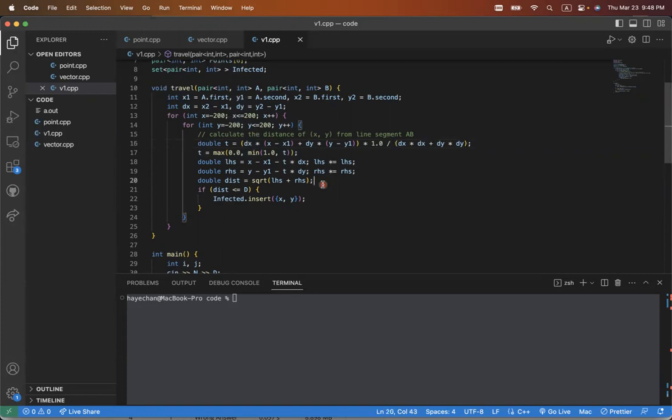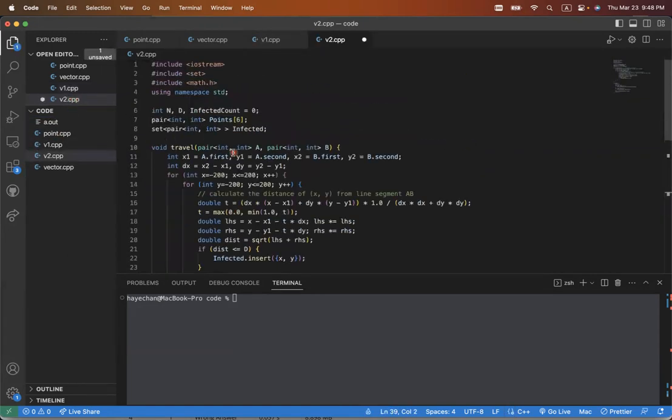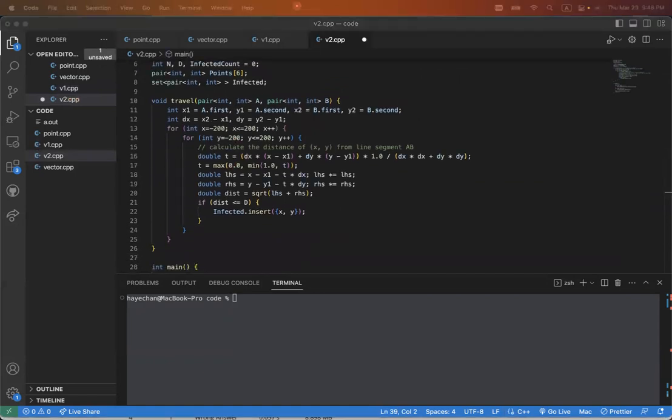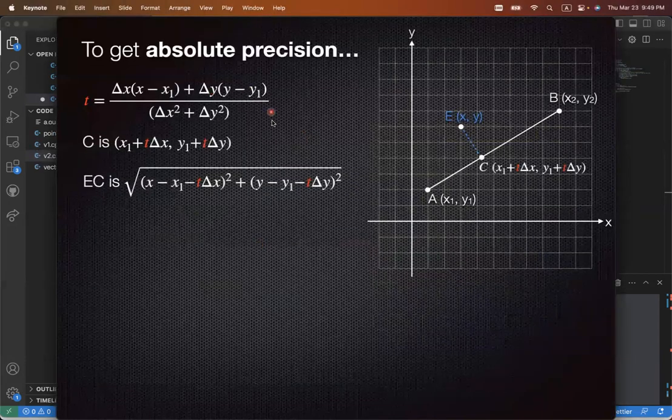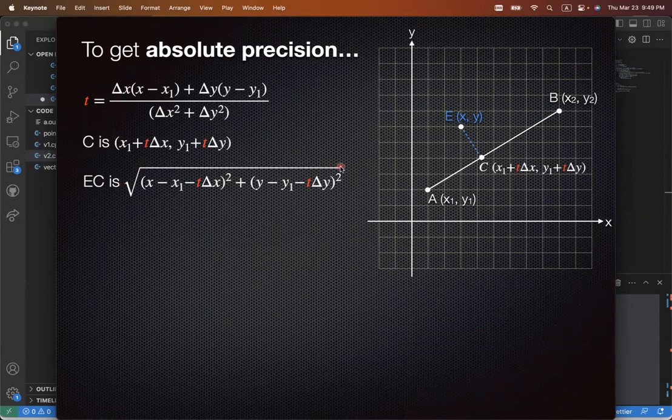Okay, so we're going to fine tune this solution to eliminate all the floating point imprecision. And so to do that, we're going to create a V2 file. We'll copy and paste most of it and see how we can come up with a better version of it. Okay, we first need to do some algebra, right? To get absolute precision, the imprecision happens here when we do a division. Whenever we do division, there will be imprecision. Here, when we do square root, when we calculate the final answer for EC, square root also introduces imprecision. So we have to fix those two issues.